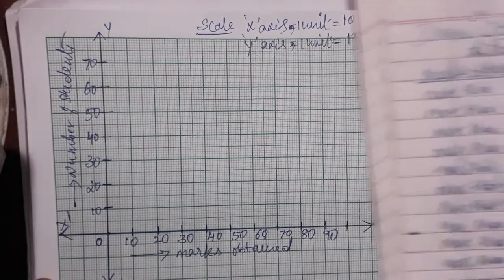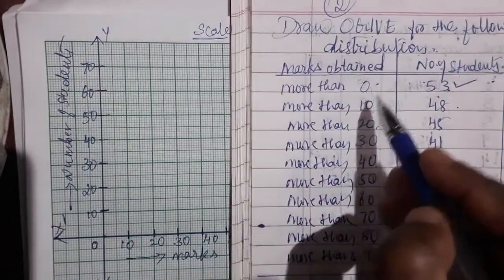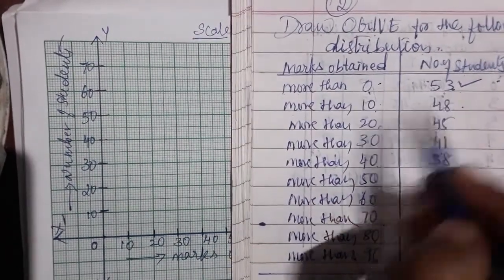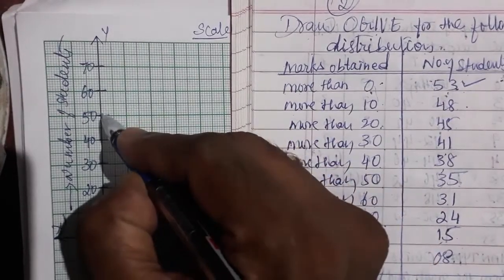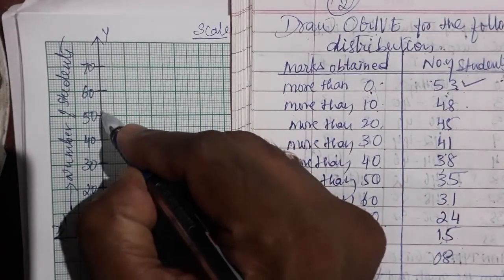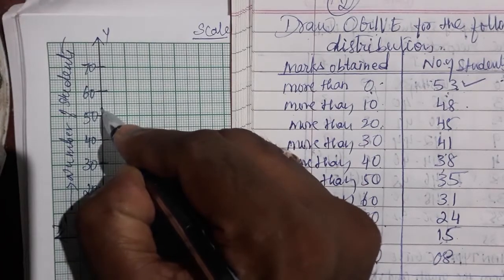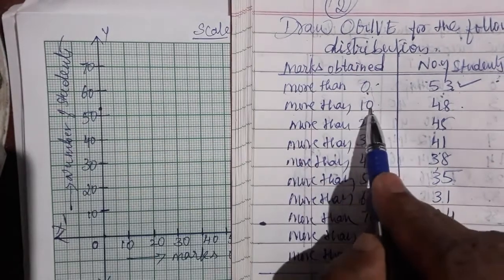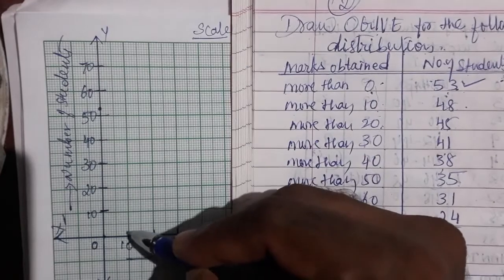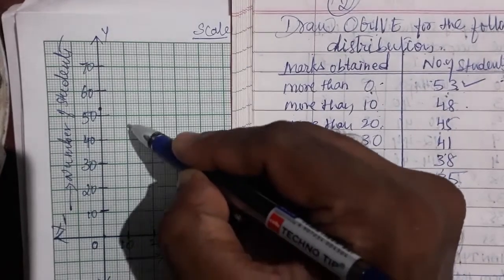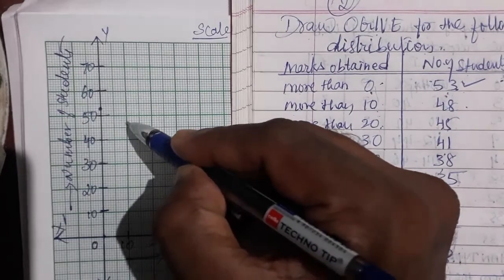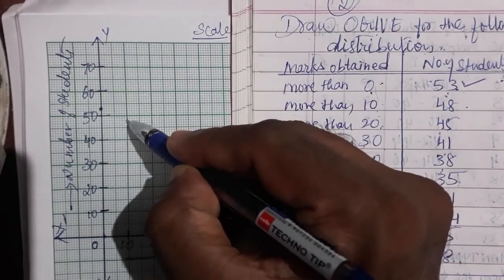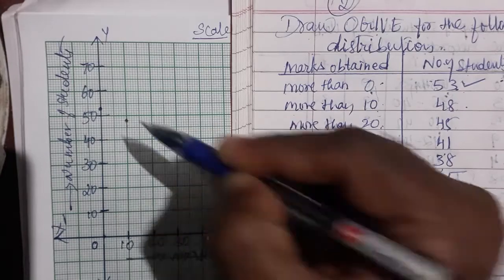Now, see here. For 0, have to mark 53. 0 is here. 50 is here. Small box 3 you have to count. 1, 2, 3. This is 53. For 10, it is 48. 10 is here. Come up, come up, come up. 40 is here. 45 is here. 46, 47, 48. Small boxes you have to count.